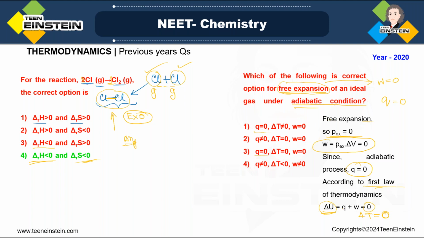So in this way, stepwise we have to consider. First, W is 0. Second step, Q is 0. Third step, del U is also 0. Now del U 0 means del T is also 0. So option 3 should be the correct option. Okay.